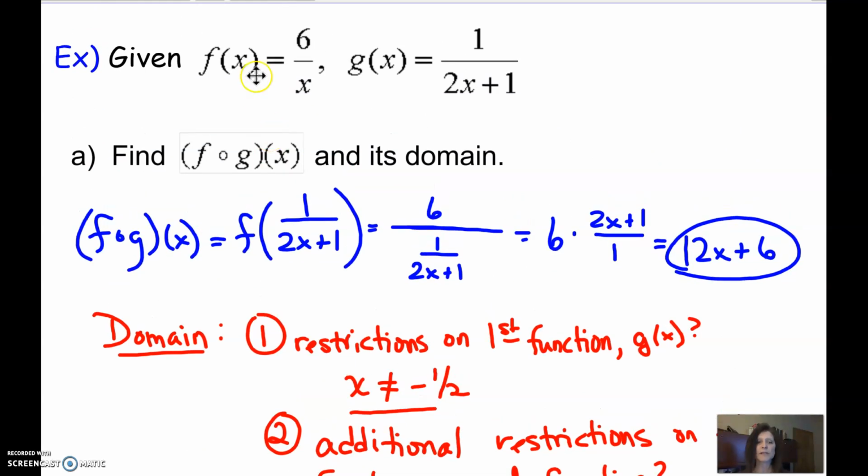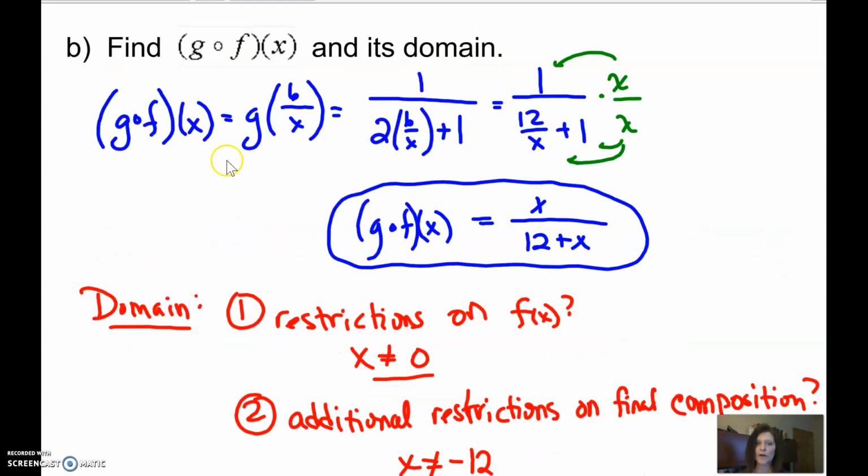Now, if we reverse this and find not f of g, but g of f, that means we're going to take the f here and put it in place of the x in the g's formula. It looks like this. So g of f of x is going to be g of the 6 over x. So that goes down here in place of the x that was there. That's a 2 over 1.